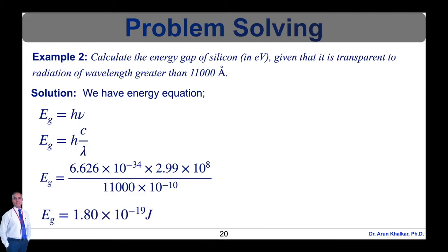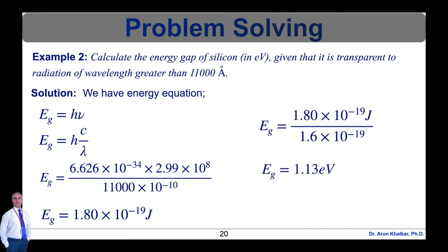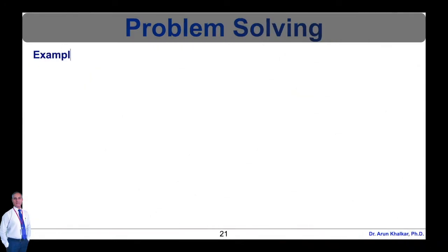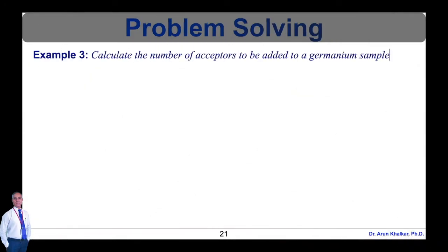After calculating this equation, we get Eg is equal to 1.80 into 10 raised to minus 19 joule. So let's convert this value into electron volt. Energy gap Eg is equal to 1.80 into 10 raised to minus 19 joule divided by 1.6 into 10 raised to minus 19. So we get Eg is equal to 1.13 electron volt. Next problem, problem number 3.